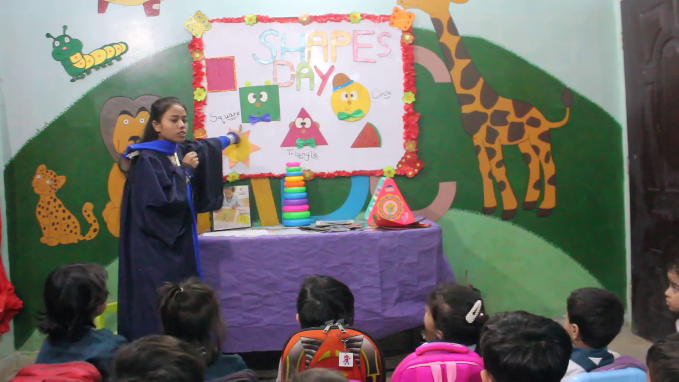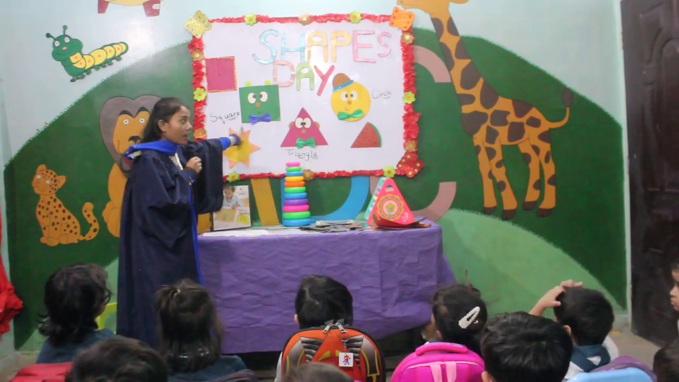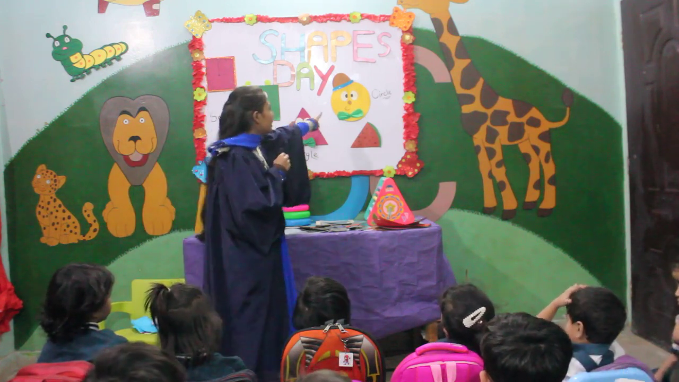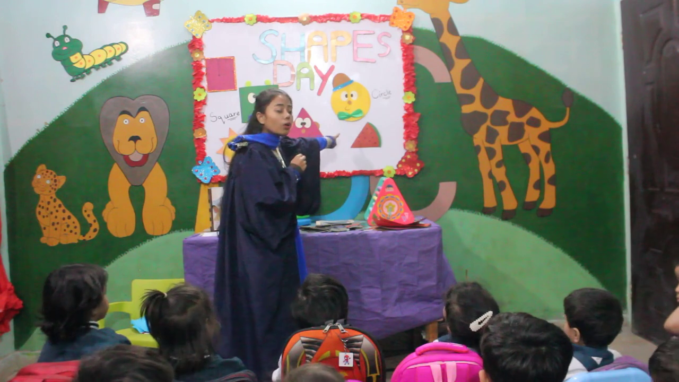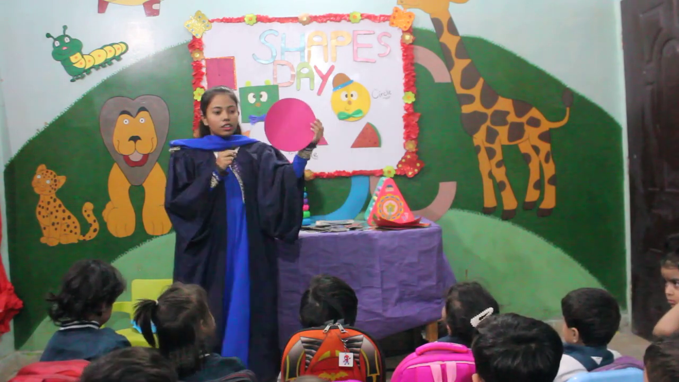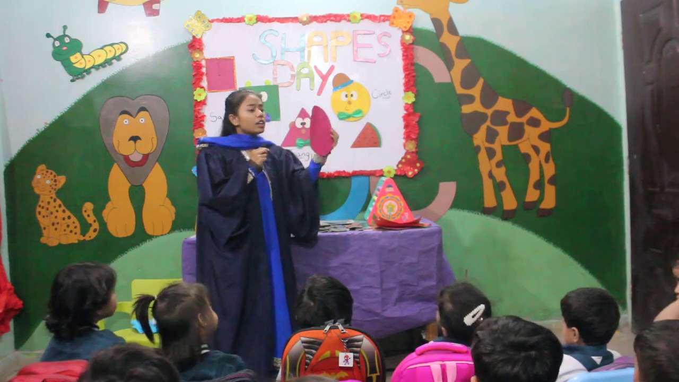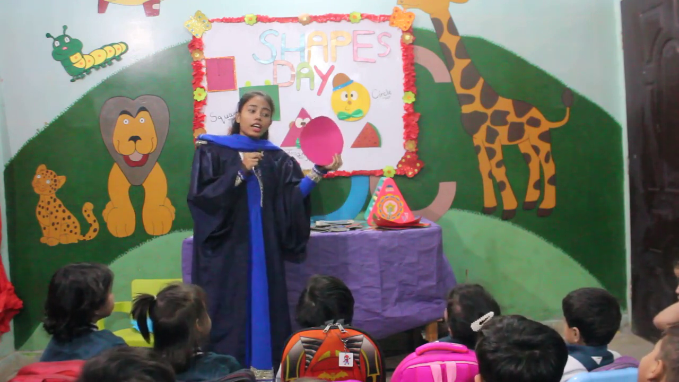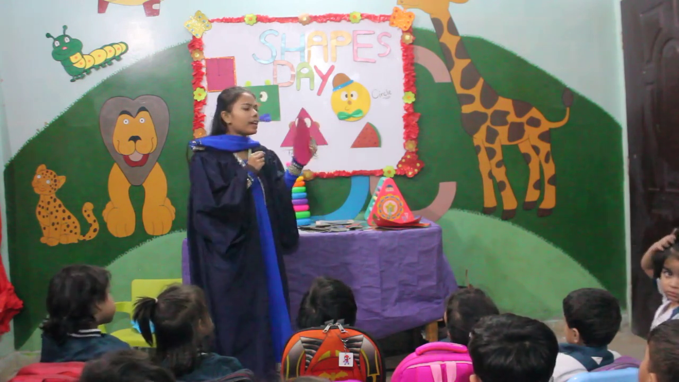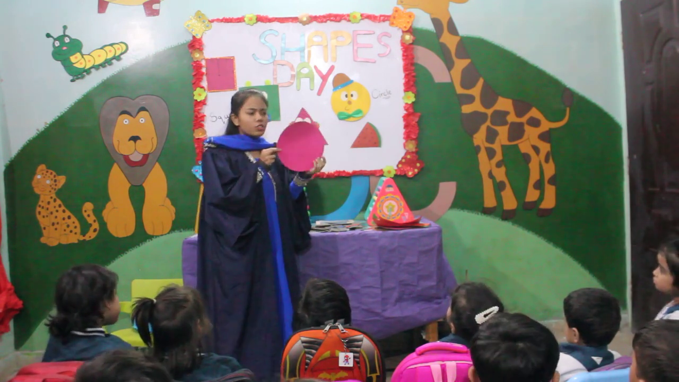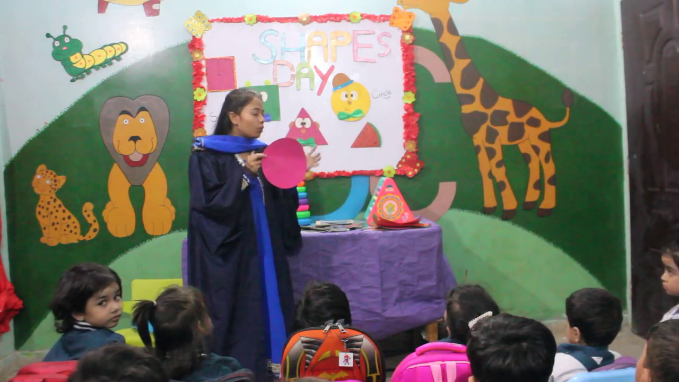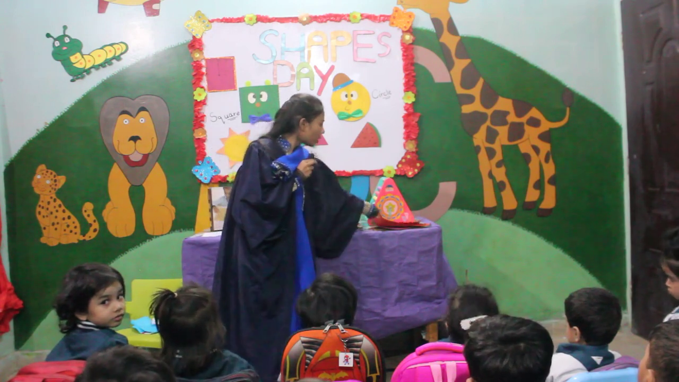Which shape is this? Square. Okay, now which shape is this? Very good. And this? Okay, circle. This is a circle? Yes. Circle is round in shape. Circle is round. Okay, it has no corners. It has corners? No. It has sides? No. Okay, now which shape is this?